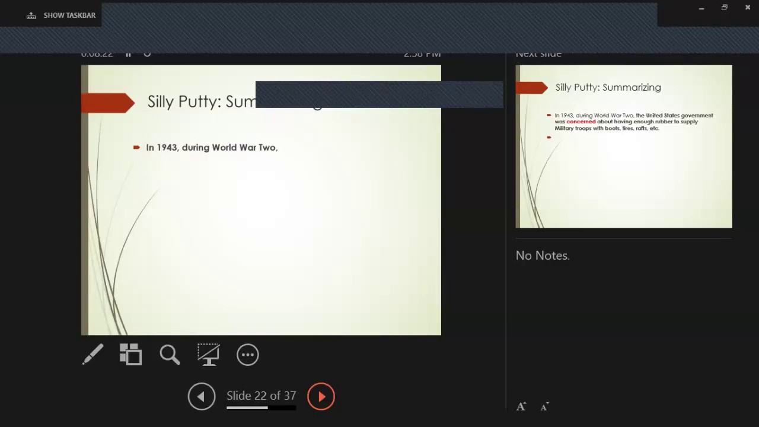The first silly putty was tan. Silly putty has since been made into 13 different colors. You can find silly putty in bright colors, metallic colors, and glow-in-the-dark colors. You can even get silly putty that changes colors as you play with it.